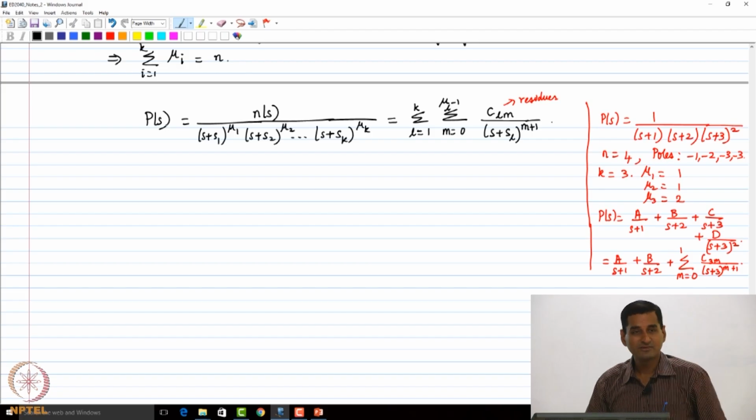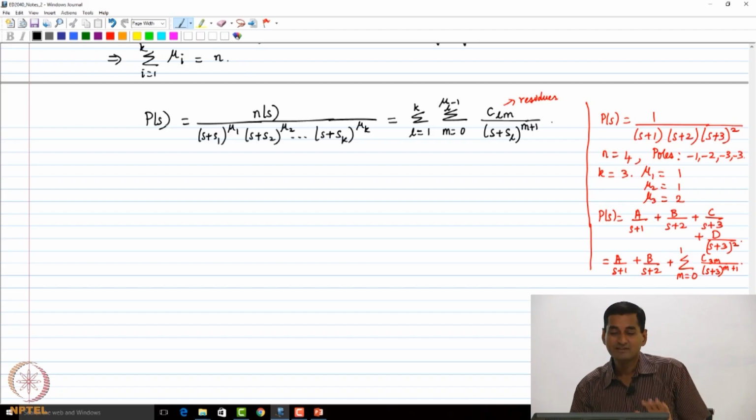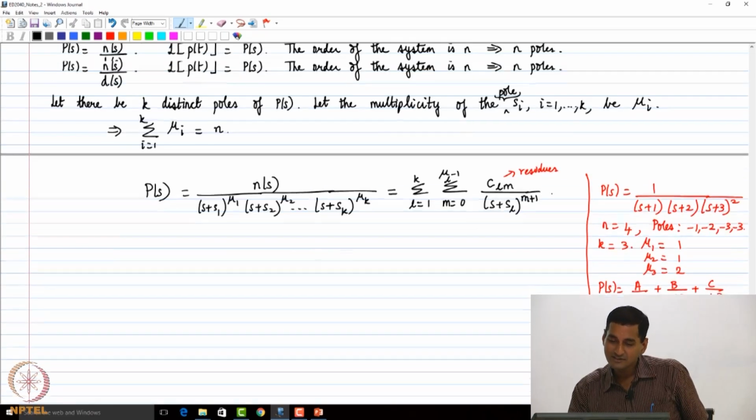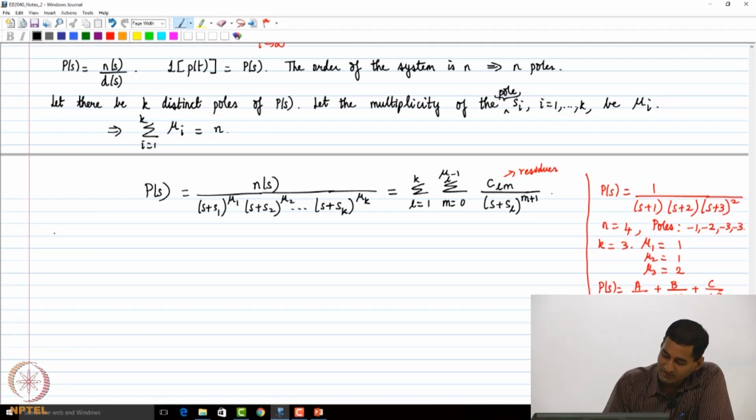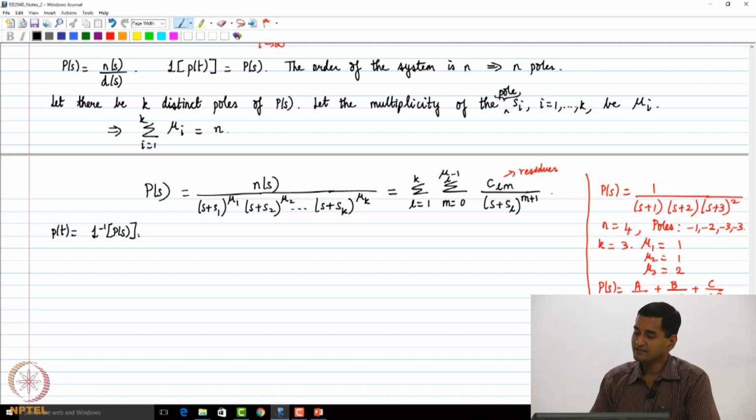Okay, this is P of s. We have not taken the inverse Laplace transform yet. I meant to write it separately, but I think I just continued with it. So now comes p of t equals Laplace inverse of P of s. Is it clear? Now we take the Laplace inverse.